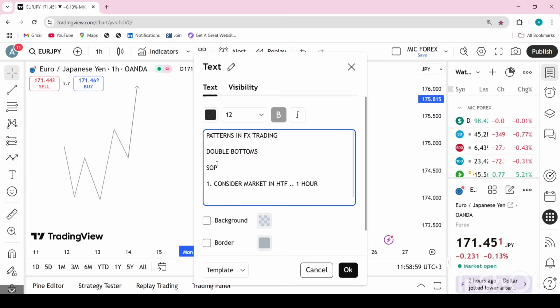So number two, identify and mark two equal lows. And I said equal doesn't mean the exact point. Equal means within the same region, within the same range. So identify and mark two equal lows.